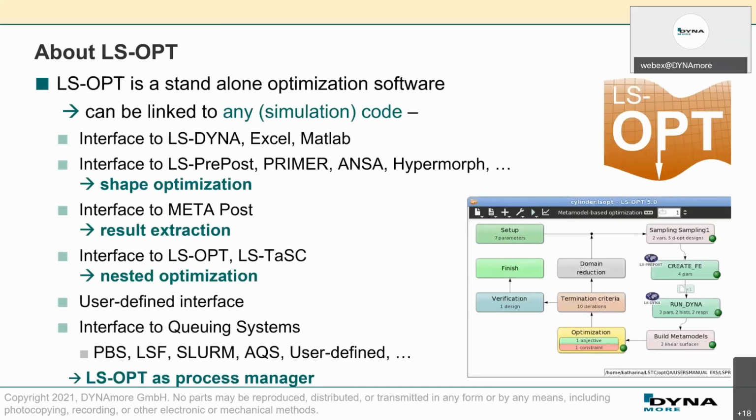LSOpt is a standalone optimization software, which means it can be linked to any simulation code or any type of program. Of course, we have some interfaces to LSDyna, but also to Excel, to MATLAB. And for process optimization, we also have interfaces to some preprocessors, LS Prepost, Primer, which is one of the new features, ANSA and Hypermorph. Those tools are very useful if you want to use LSOpt for shape optimization using morphing tools, for example, and also for result extraction.